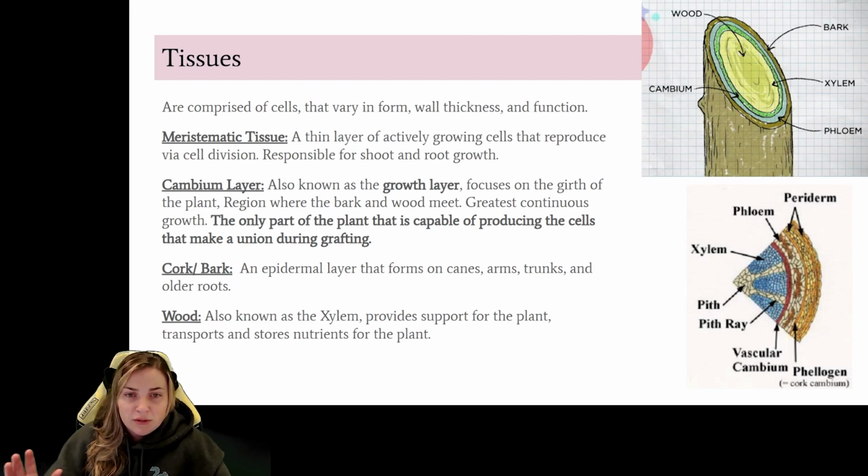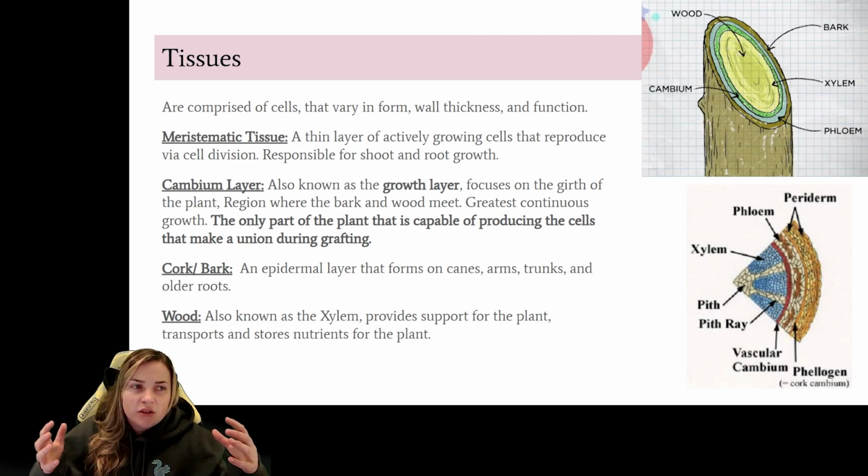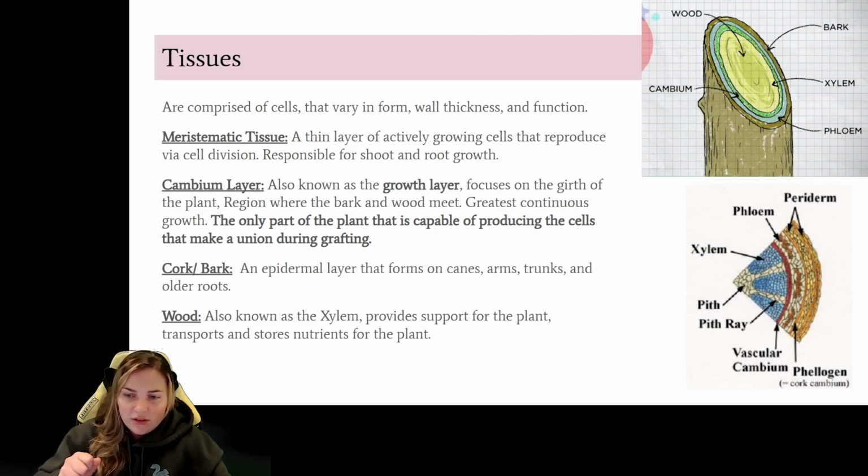It's the epidermal layer that forms on the canes, arms, trunks, and older roots. As the vine starts to grow and it starts to age, it starts to peel off. That's kind of the process of what happens there. That's why you see all those little dried bark that peels off of grapevines as they age.